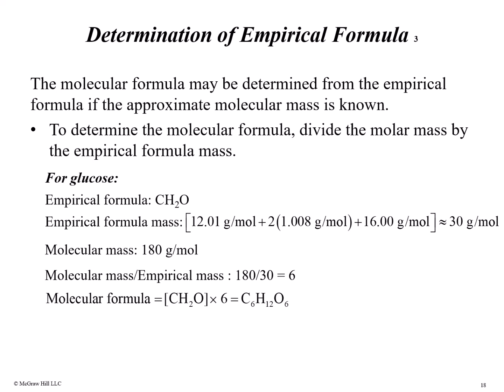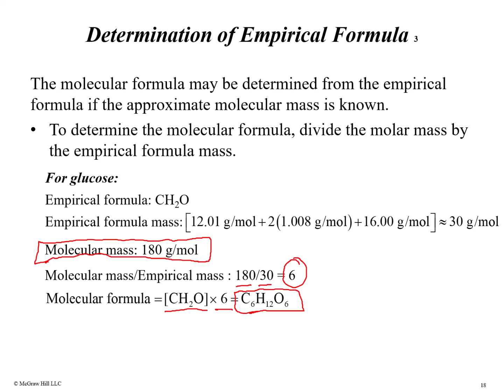Now, if they gave us the molecular mass, they told us that, oh, no, it's molar mass. This is also called molar mass as well. But if they gave us the molecular mass or the molar mass of this sugar, and it was 180, then I could divide the 180 by the 30 that we just calculated for the molar mass of the empirical formula, and that gives me a multiplier, 6. So I would multiply 6 times the empirical formula, and I would get my final formula, which is called the molecular formula. And it would come out to be C6H12O6.